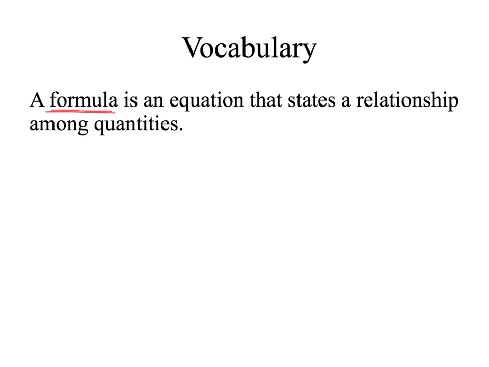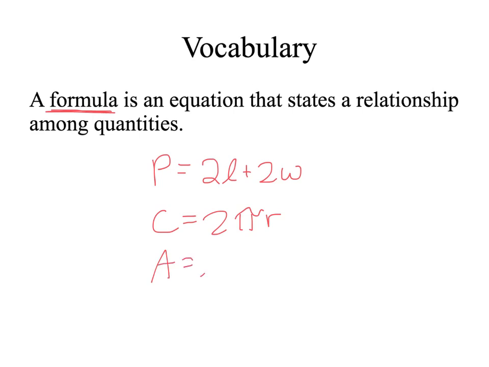The perimeter of a rectangle is P equals 2 times the length plus 2 times the width, or just add up all the sides. Circumference of a circle is C equals 2 pi r. Area of a rectangle is length times width.